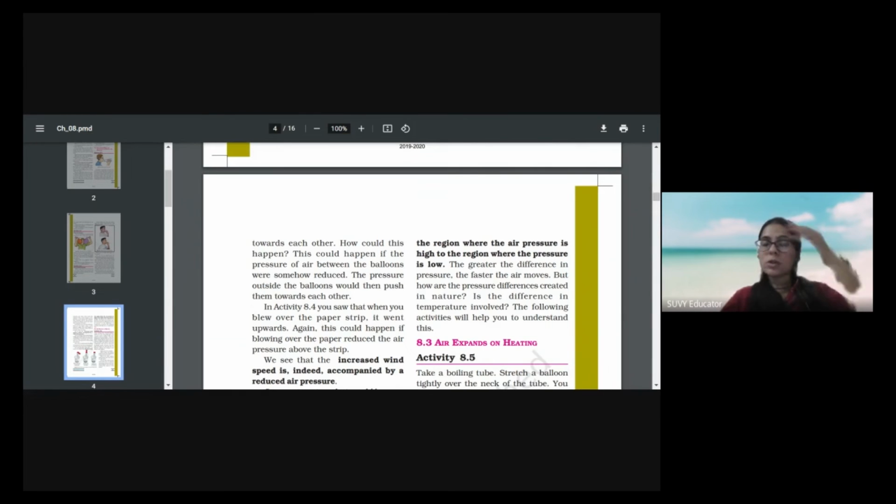Okay, suppose the region where the air pressure is very high and the region where the air pressure is very low, the difference between the two regions' air pressure is very high, so the wind will move with very high speed. So you can say the wind speed depends totally upon the air pressure. When air pressure is high, the wind speed will be low. When air pressure is low, the wind speed will be very high. Now, along with wind speed, there is the temperature.